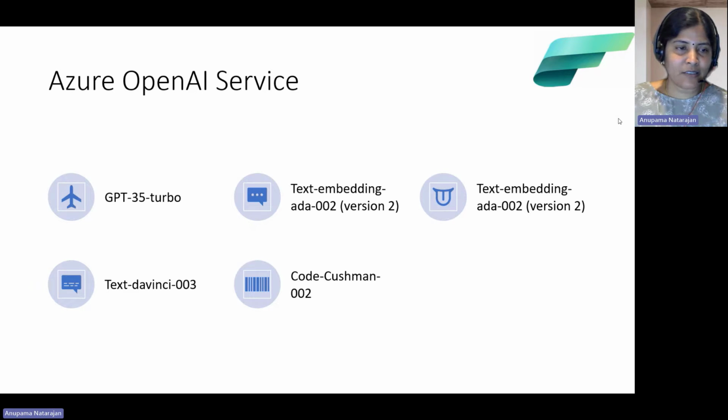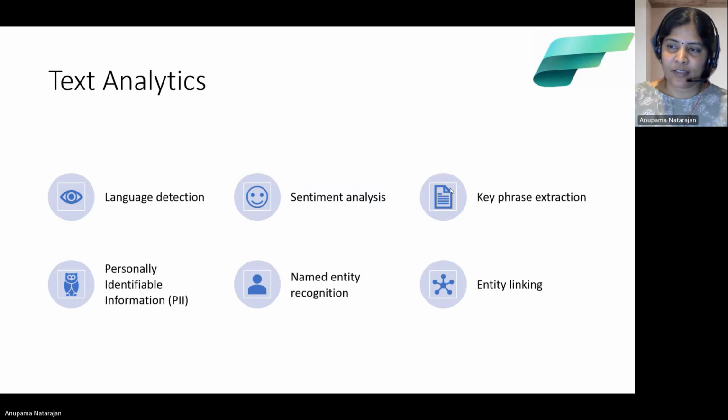The main reason I'm highlighting these is that these are all supported within Fabric. Then you have text analytics. We talked about text analytics being supported, which means you can give any input and use language detection to find out the language of the input. We can do sentiment analysis within Fabric, extract key phrases, and identify personally identifiable information, entity recognition, as well as entity linking. All these are capabilities of text analytics, which you can now do with Microsoft Fabric.